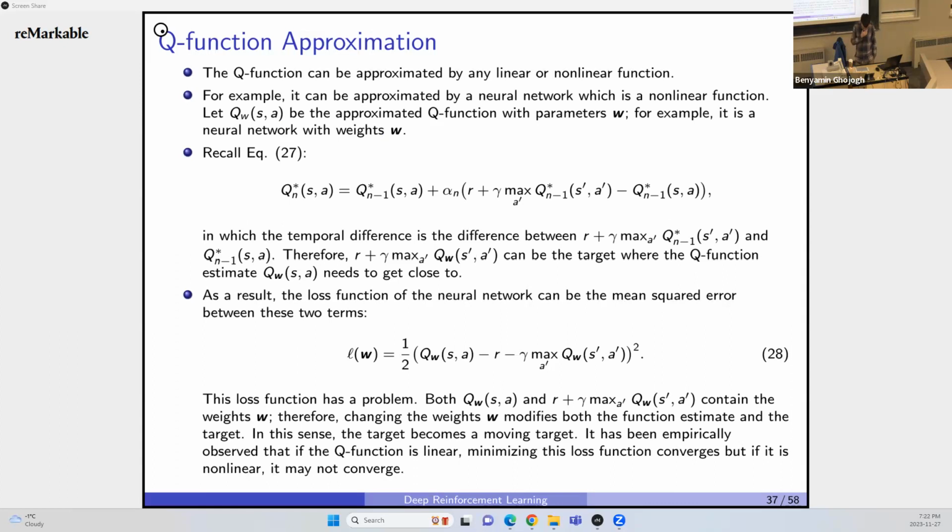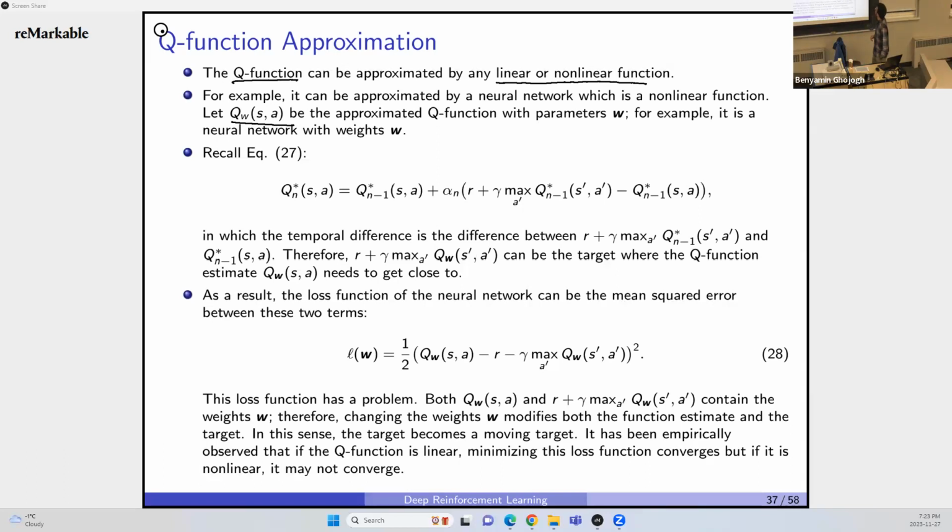Let me go deeper into this. So the Q function. Now we start this session. The Q function can be approximated by any linear or nonlinear function. Let's approximate this Q function. That's why we call it Q function. Now you tell me, the function which approximates the Q function can be linear or nonlinear. One of the best nonlinear functions which approximates functions or behaviors is what? Neural networks, right? So let's approximate it by a neural network with weights W, the weights or parameters W.